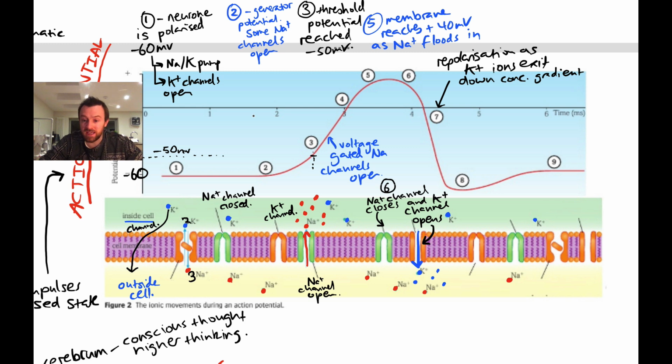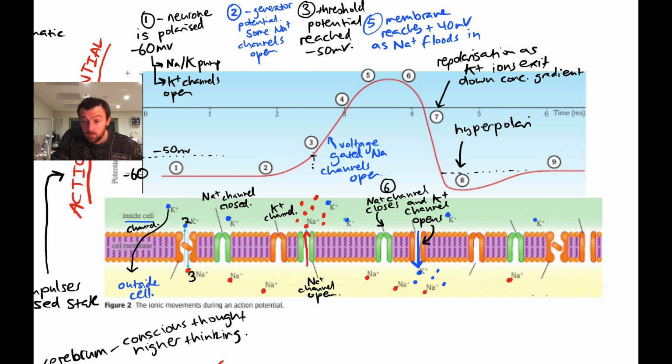Okay, now the potassium ions leave so quickly and so rapidly that they briefly take the membrane into a state of hyperpolarization. So you can see here, this is the normal level of polarization about there, but at 8, it briefly overshoots. Maybe it goes to like minus 70-ish, and we call that hyperpolarization. And then finally, it returns to its resting state.